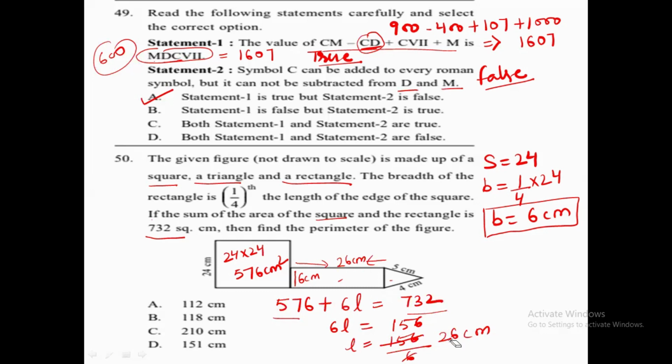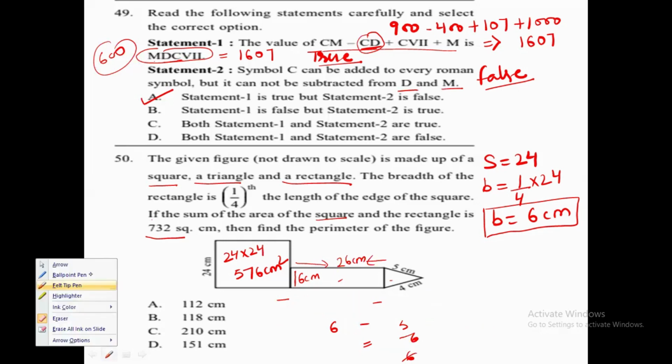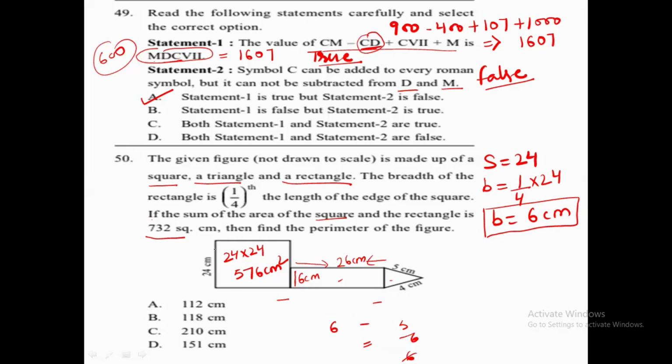So let's try to find the perimeter of the whole figure. As you know, the perimeter is the total distance around any surface. So let's add it. This 24 plus this 24, and this whole length is 24, and out of this whole length, this length is 6. So this length will be 24 minus 6, which is 18. So 24 plus 24 plus 18 plus 26 plus this 5 plus 4 plus 26 again, then plus 24.